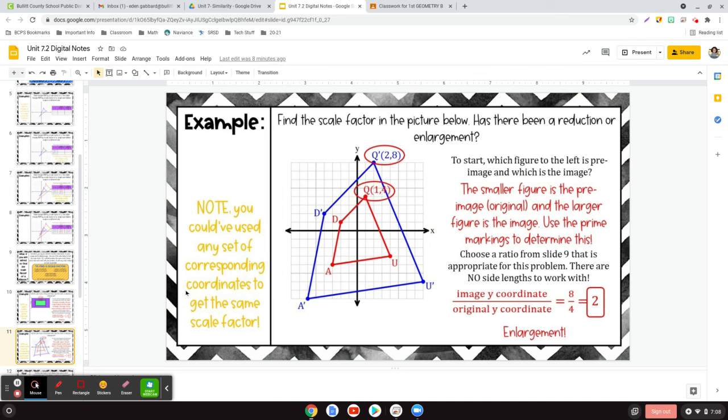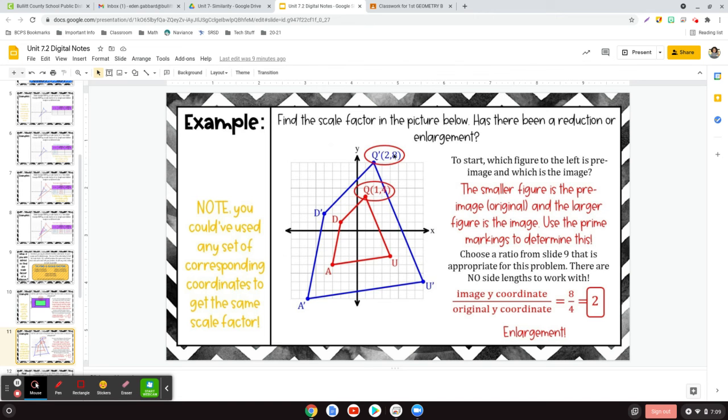So on this example, we have two figures, and we need to find the scale factor in the figure below. Well, this one gives us our points. We're going to work with this point Q here. And our first thing we need to determine is which one is our original, our pre-image, and which one is our ending, our image. So this one, our blue figure here, is marked with our prime apostrophe, so we know that this is our ending image. So if we went from this red image to this blue image, we can tell that it's an enlargement. So let's see what our scale factor is.